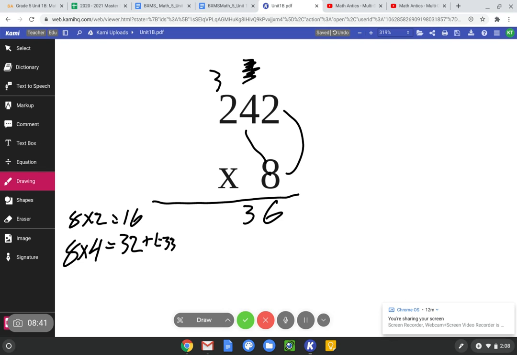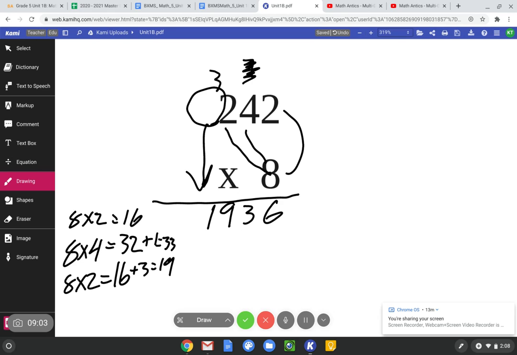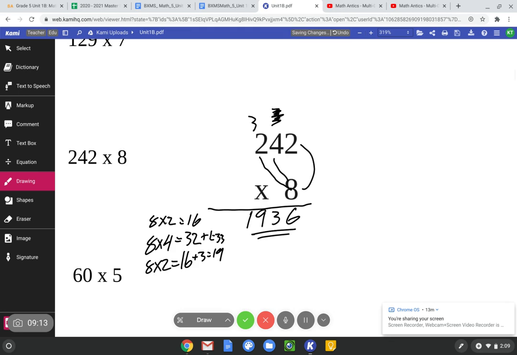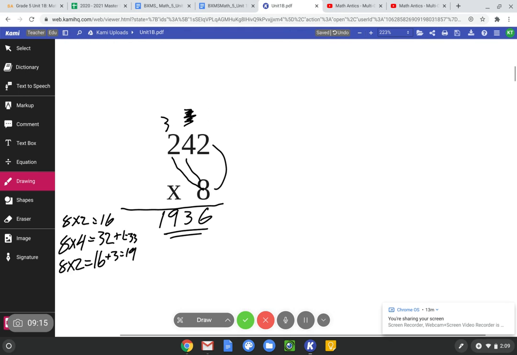Now I'm going to do 8 times 2 again. 16. And I still have that 3 in the added, and that's going to be 19. Now I can leave this 1 here because there's not a number right here, so it's not in the way. And our final answer is 1936.